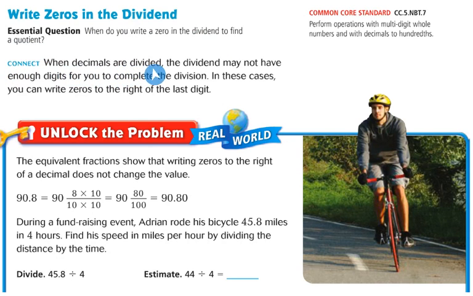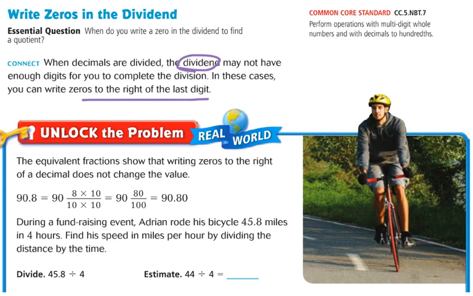When decimals are divided, the dividend may not have enough digits for you to complete the division. In these cases, you can write zeros to the right of the last digit. So I'm going to write down and underline "to the right of the last digit in the dividend." Sometimes you might need to add more zeros in the dividend.